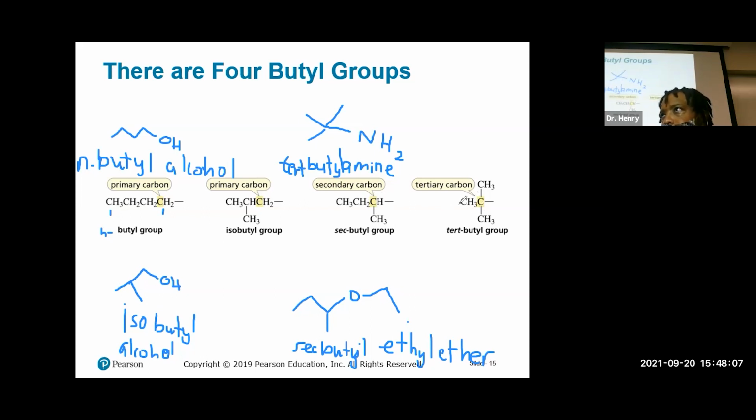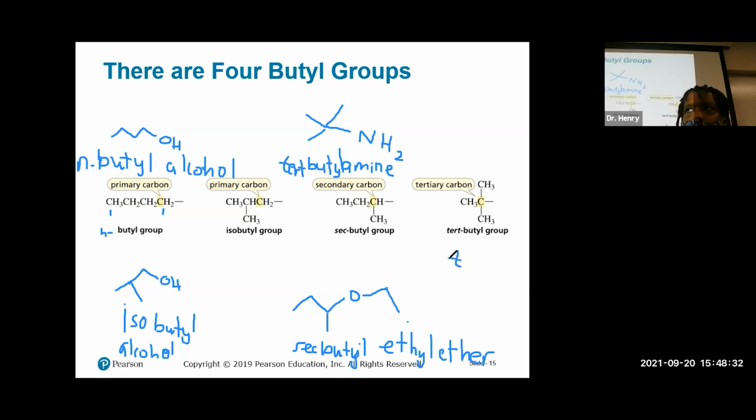Tertiary, that means that you have, because carbon at most can hold how many attachments? 4, right? So three of the attachments are attached with something else, like in this case, methyl groups. And then it's coming off that center carbon that's attaching everything. So look at the structures, it'll help you, okay?